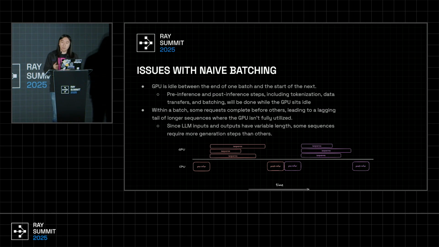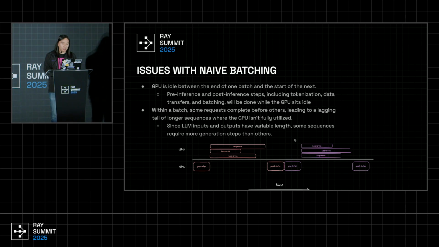If you do this, you'll run into a few things. The first one is that you'll see that the GPU actually sits idle between the end of computation for one batch and the start of the next one. This is because pre-inference and post-inference steps are required between these batches, including things like tokenization, data transfers, and batching. And while those are being done, your GPU sits idle. Additionally, within a batch, some requests will complete before others, and so you'll see a lagging tail of longer sequences that are being run, whereas the previous ones are finished.